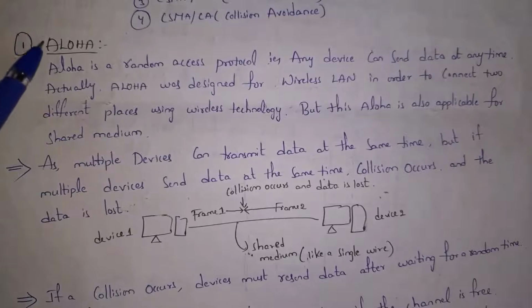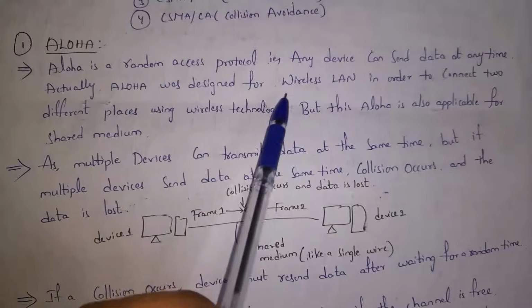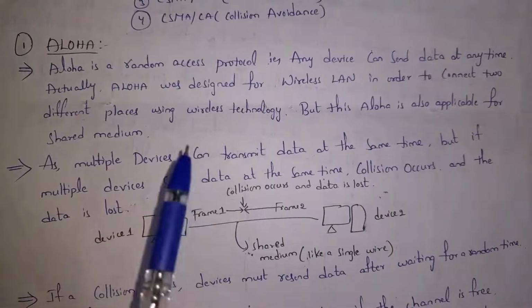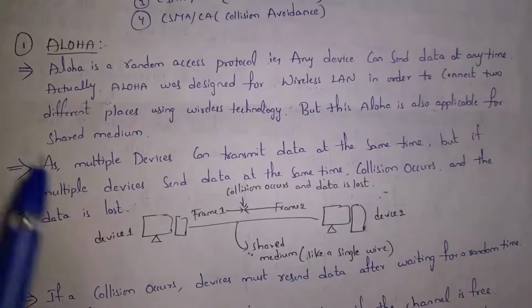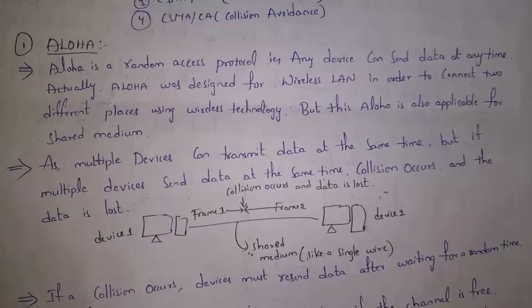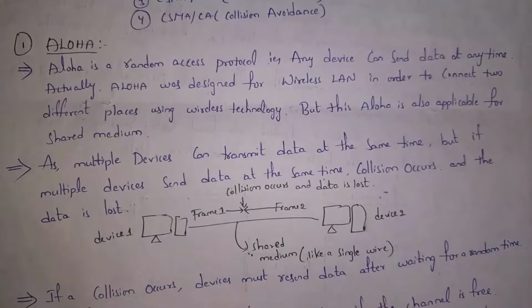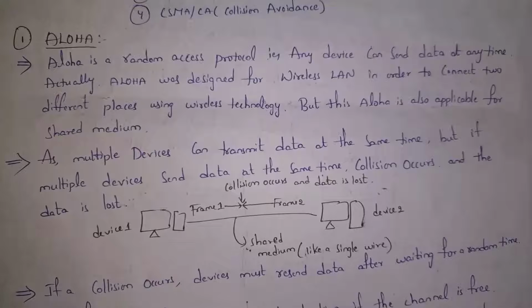Guys, actually ALOHA was used in wireless LANs in order to connect different places using wireless technology. But this ALOHA is also used in shared medium, where all devices are connected to a single cable. I already said, in ALOHA protocol, multiple devices can send data at any time. So if multiple devices send data at the same time, collision will occur. If collision occurs, data will be lost. So again, devices need to resend data after waiting for a random time.